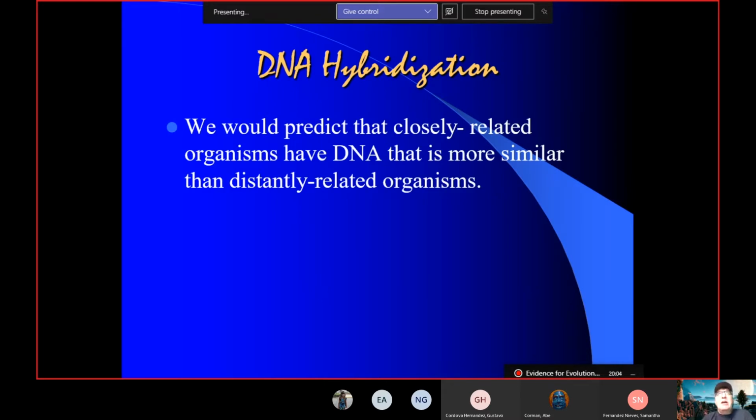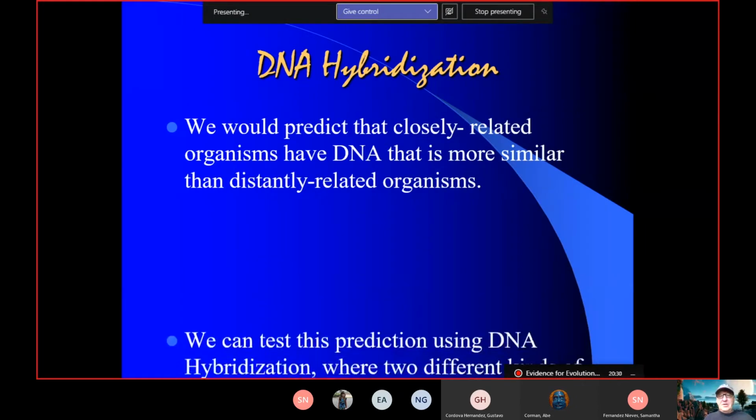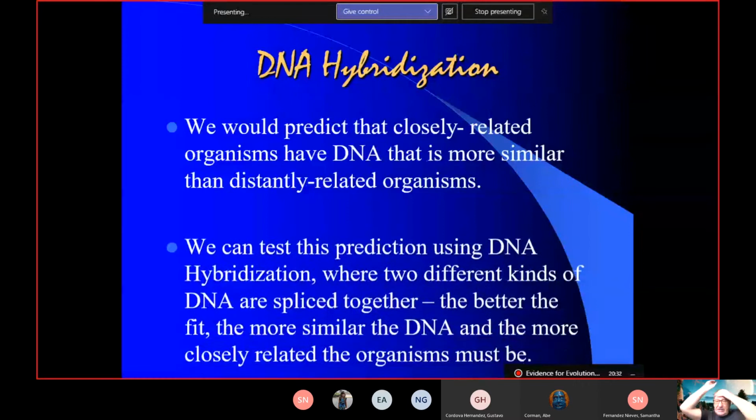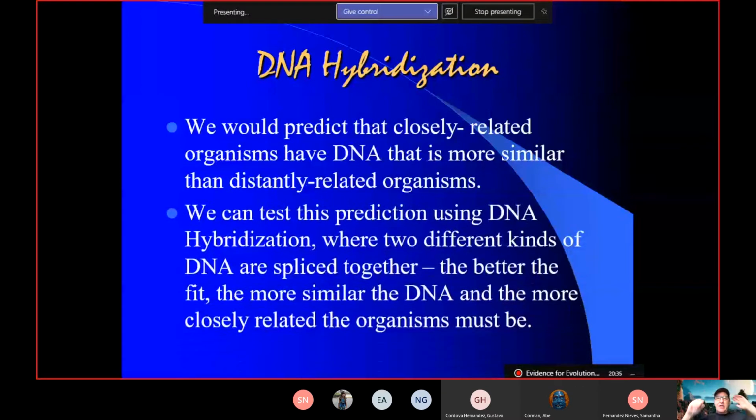So humans basically have 100% of the same DNA as another human because we have all the same genes on the same chromosomes, in the same locations on those chromosomes. We might have different versions of the genes, but we do have all the same genes in the same places. So we would predict that closely related organisms have DNA that's more similar than a distantly related organism. And so we can test this prediction, like I said, by mixing the DNA together. We want to see how well it fits.